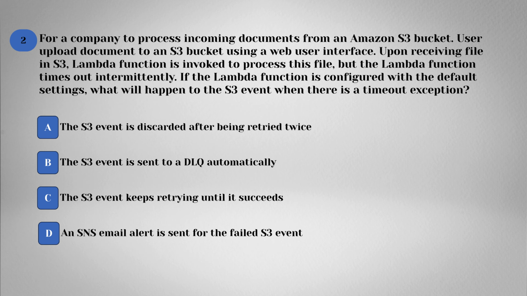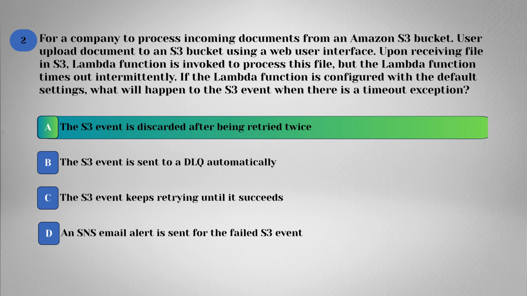A company processes incoming documents from an Amazon S3 bucket. Users upload documents to an S3 bucket using a web user interface. Upon receiving a file in S3, a Lambda function is invoked to process this file, but the Lambda function times out intermittently. If the Lambda function is configured with the default settings, what will happen to the S3 event when there is a timeout exception? Correct answer, the S3 event is discarded after being retried twice.